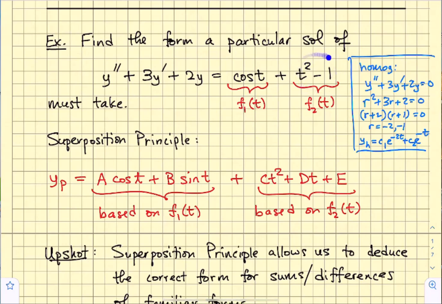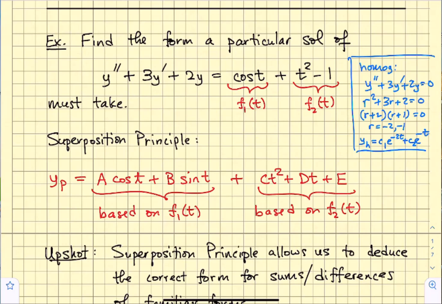So we would guess, if we've already used the letters a and b over here, then we would use something like ct squared plus dt plus e as our guess for this term. Of course, again, we would need to check if we have any replication between our form for yp and the homogeneous solution yh, but we would know how to proceed.